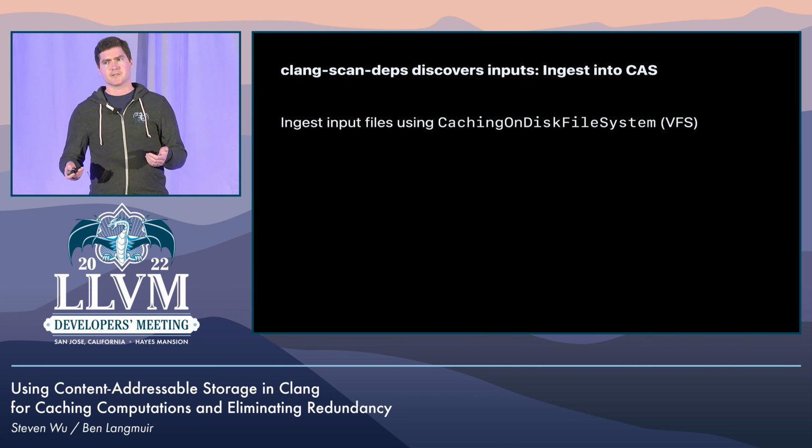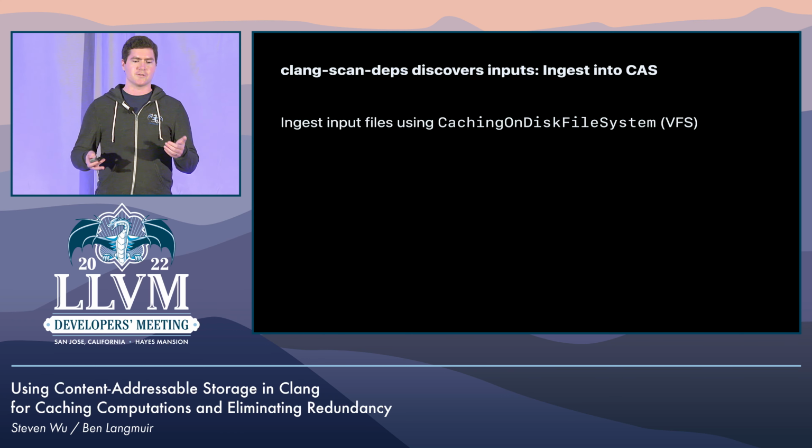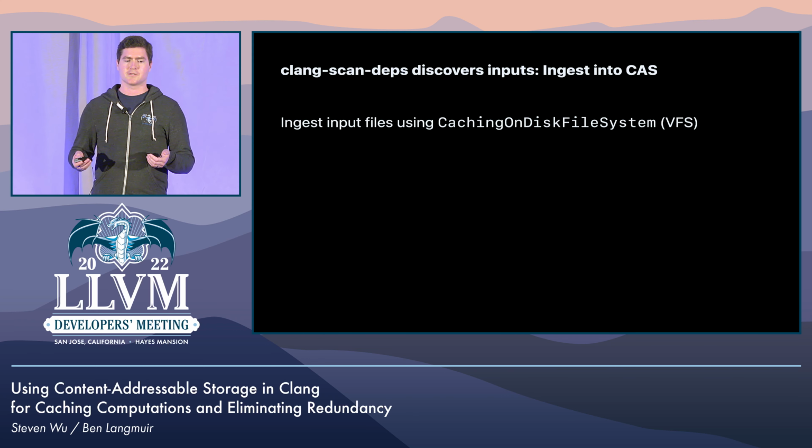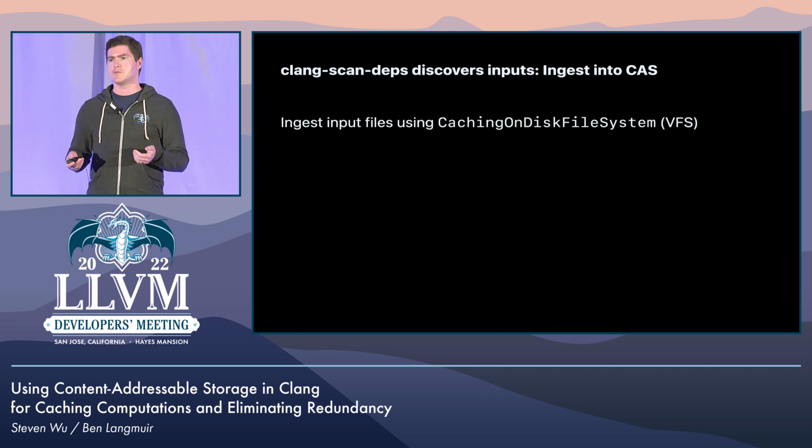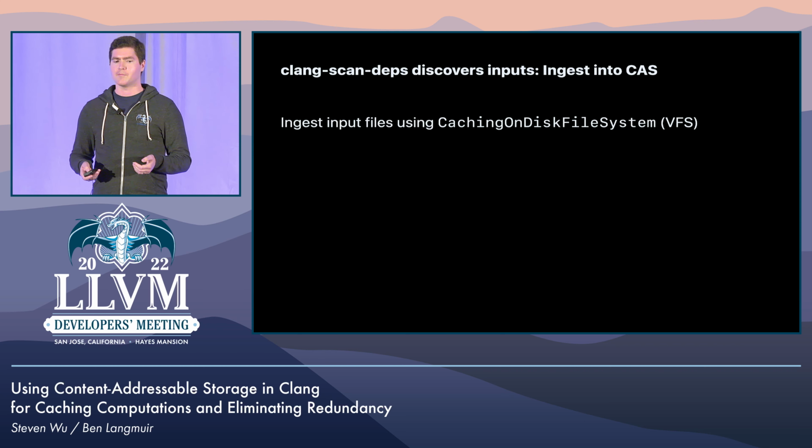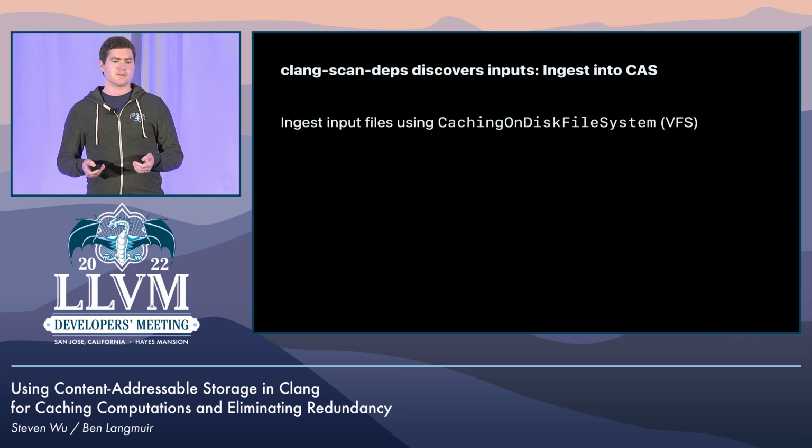So as we use Clang scandeps and discover inputs, we still need to ingest those into the cache. And one way we can do this is using something called the caching on-disk file system. This is a new VFS implementation for LLVM that allows us to ingest files.